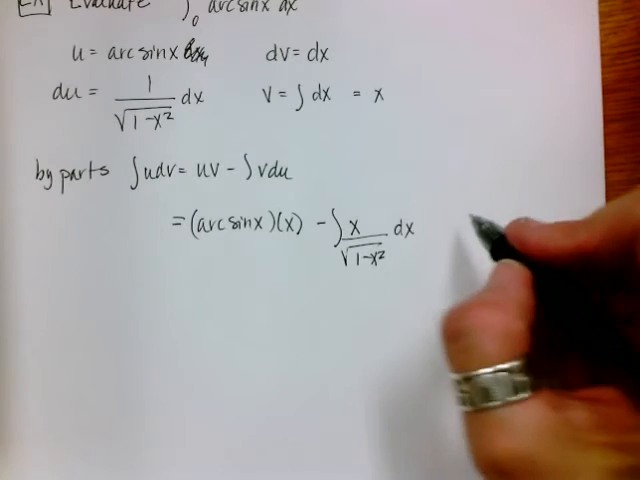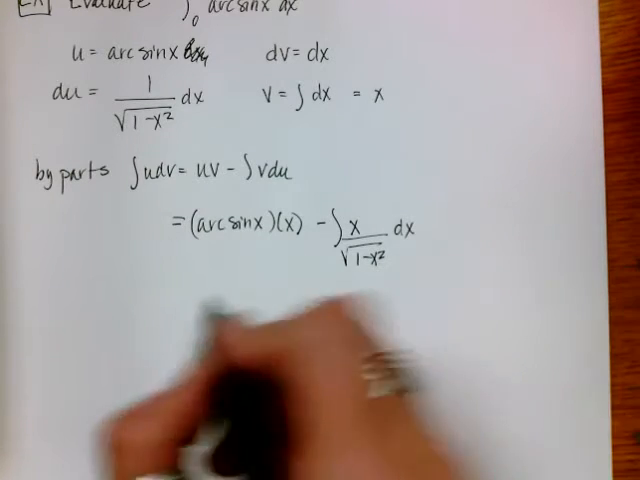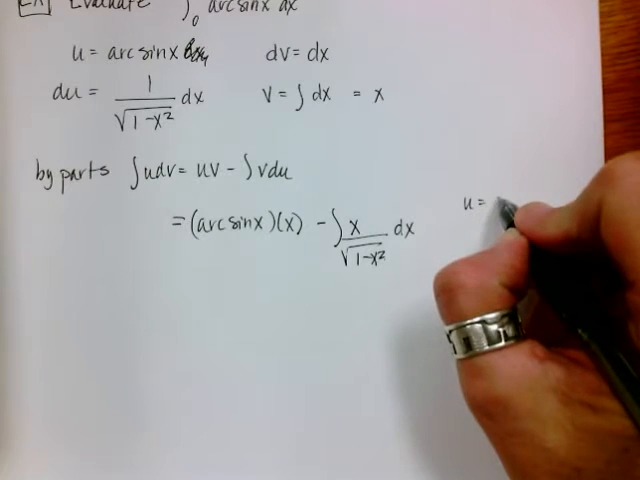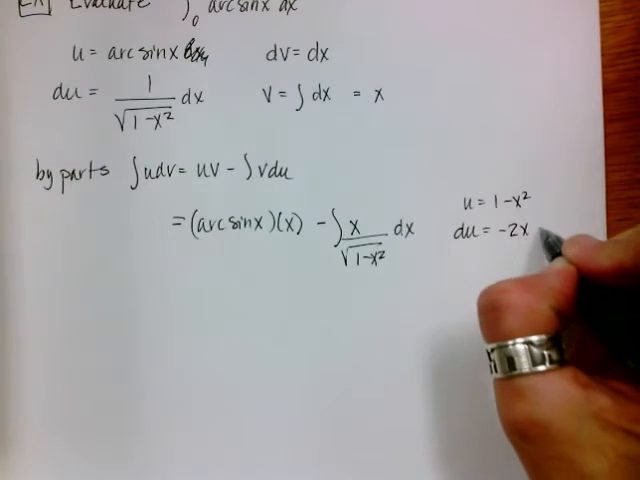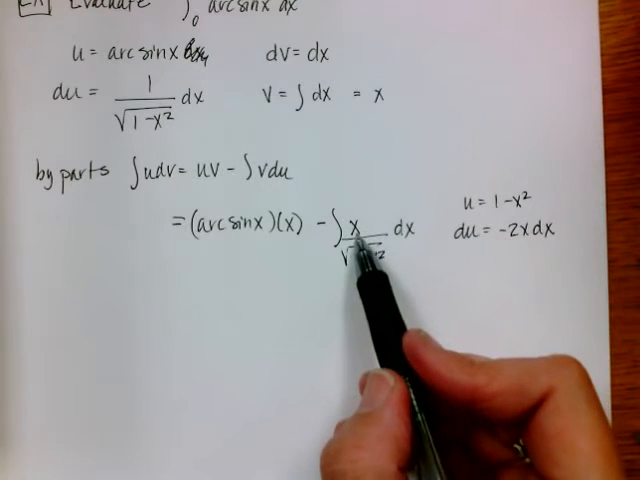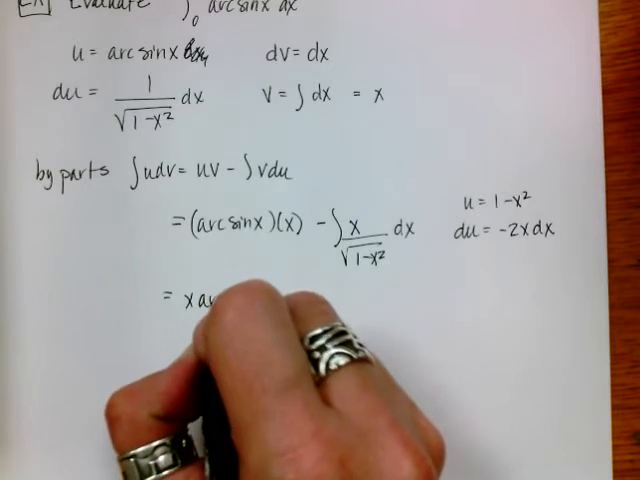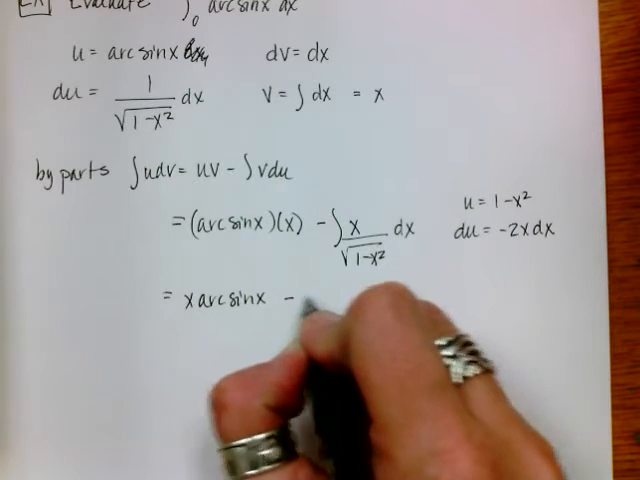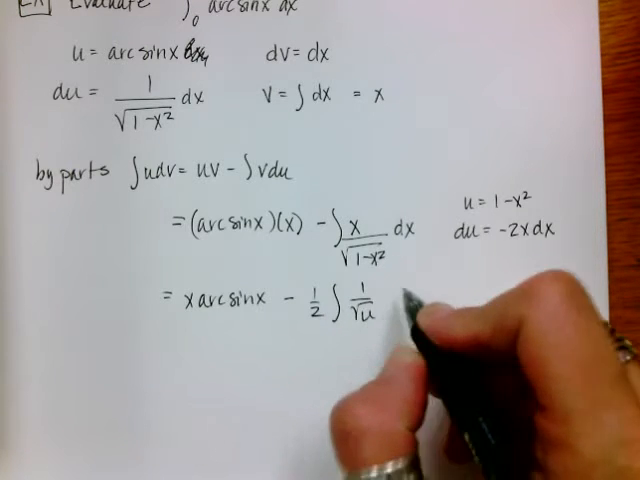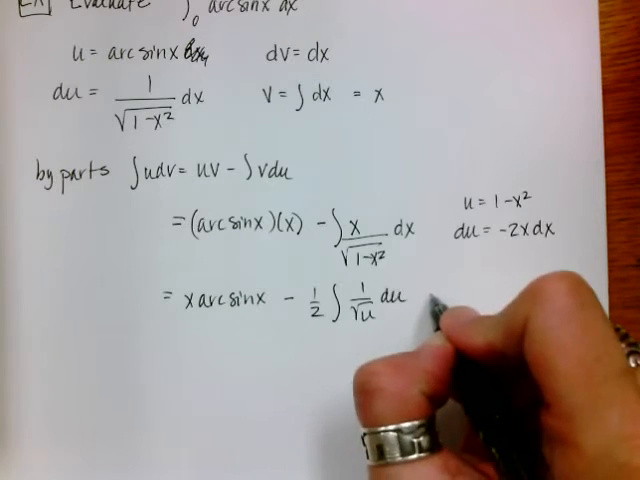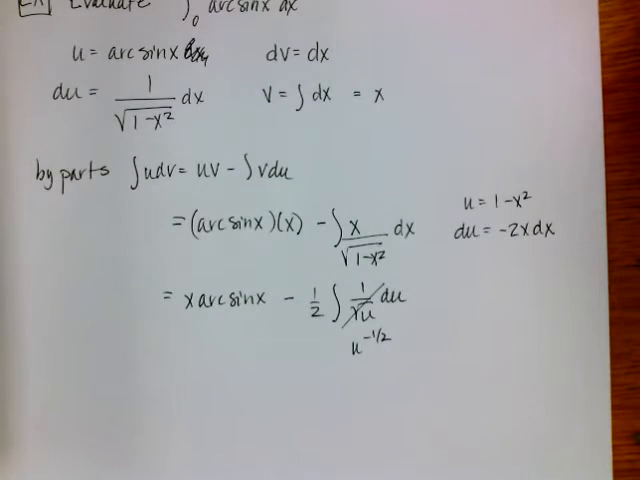Well, I'm doing a different u substitution now. I'm going to manage this integral. So this one I'm going to let u equal 1 minus x squared, so du is a negative 2x dx. Notice in this one I need to introduce my half. So this becomes x arc sine of x minus 1/2 integral of 1 over the square root of u du. And I'm just going to rewrite this as u to the negative 1/2 du.